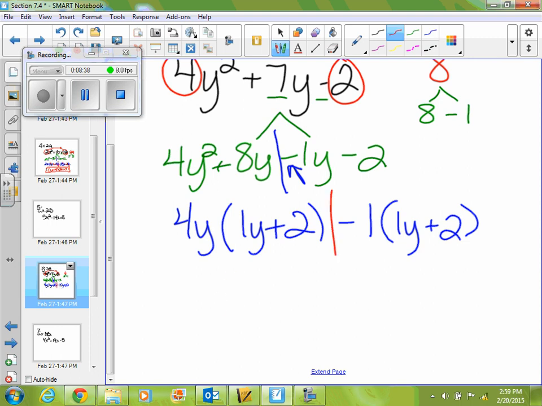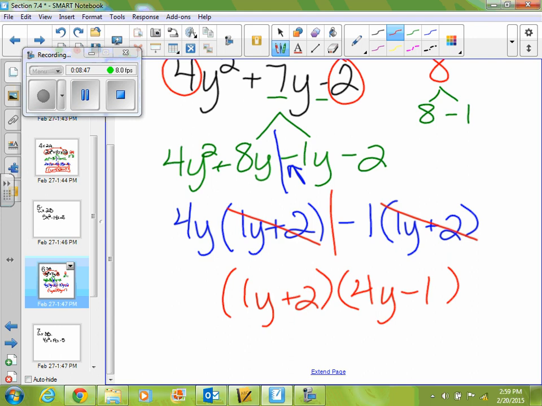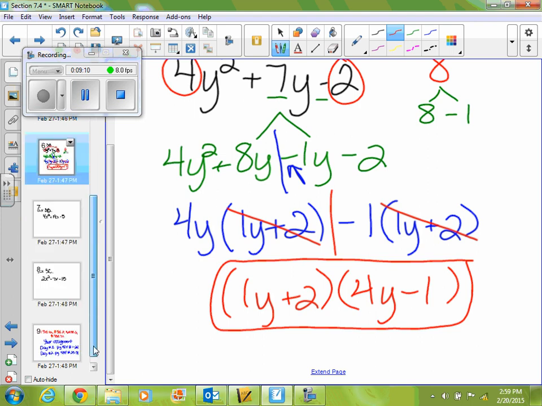Alright, so what's the same? 1y plus 2. And then 4y minus 1. What if they're not the same? They'll always be the same. So technically, they pretty much always end up the same. An easier way, you guys, is to find out the first numbers at the beginning. It doesn't always work. That's what I always do. Alright, if that works for you, then do that.